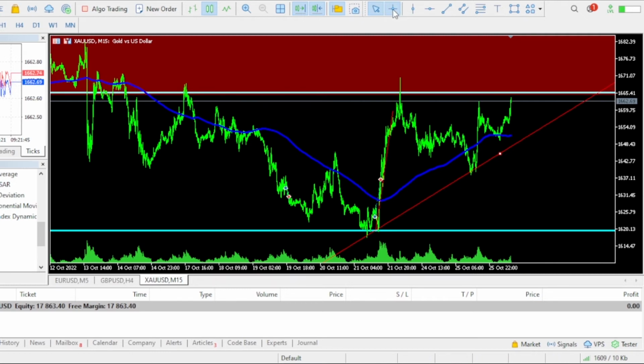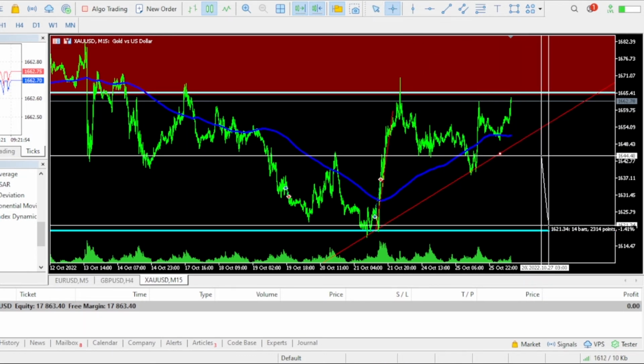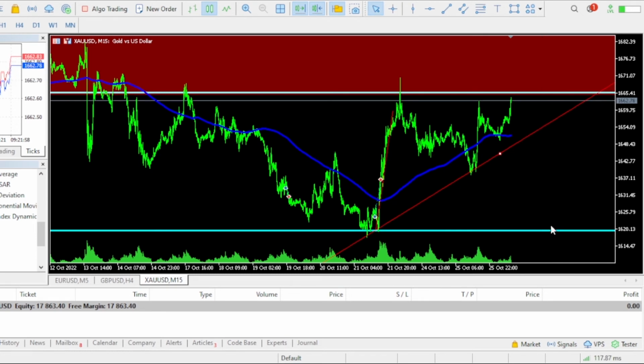Let me see how many pips is that. So if you enter a sell from somewhere here now, trail it to this place, that's about 231 pips. My God. And this market is likely to do that.